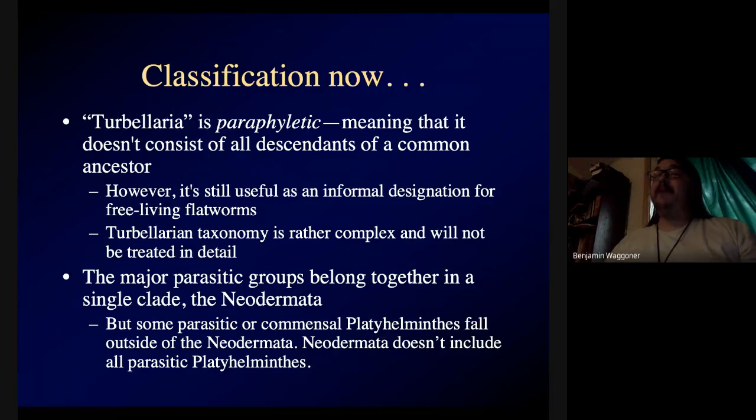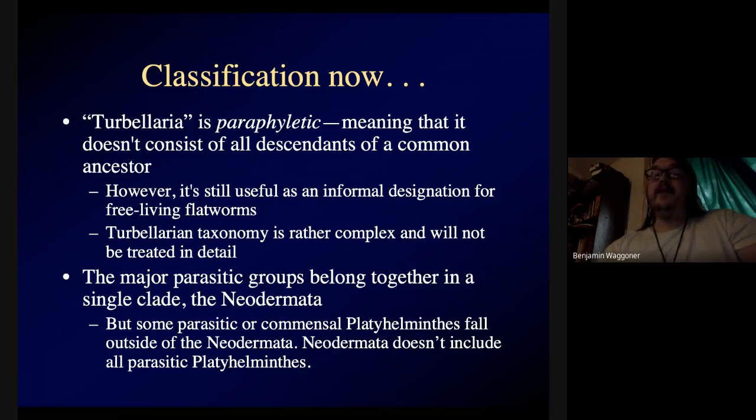Turns out that the major parasitic groups do belong in one single clade, one single descendant of a common ancestor called the Neodermata, the ones with new skin. Neo, new, derma, skin. You probably know that. That being said, there are some flatworms that are parasitic, but not in the Neodermata. Neodermata isn't defined by being parasitic. It's defined by developing a new type of epidermis, which is where the name new skin comes from. And I'll show you that in just a bit.